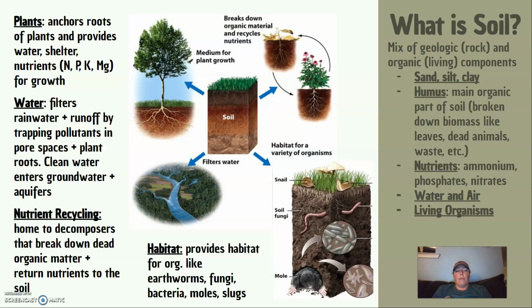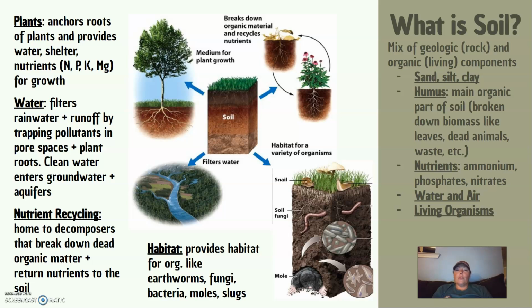Nutrients come from the decomposing organisms as well as rock material breaking down and the waste of organisms. That includes things like ammonium, phosphates, and nitrates. Soil also has water and air in it as well as other living organisms. All of these are components of soil and they are essential for healthy soil to be fertile. Plants, water, those all play a role in soil quality.